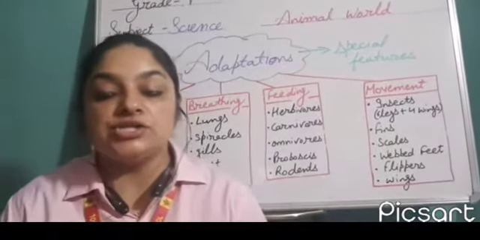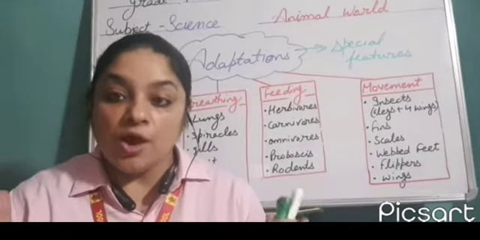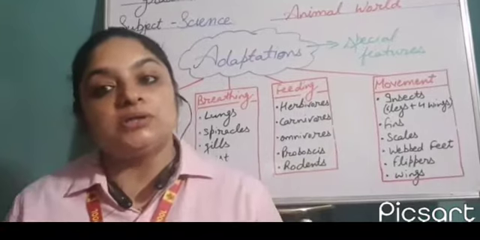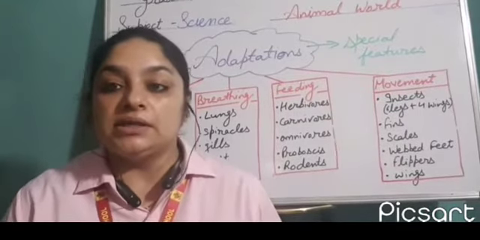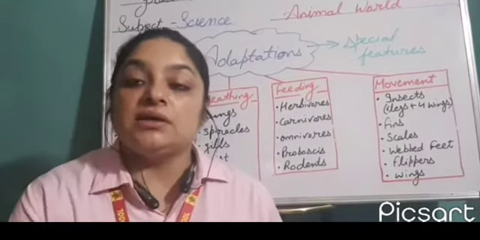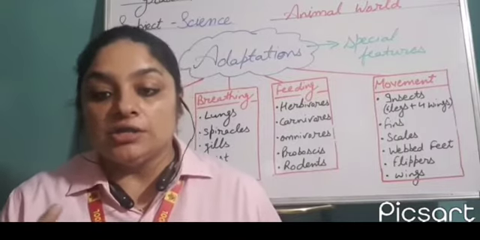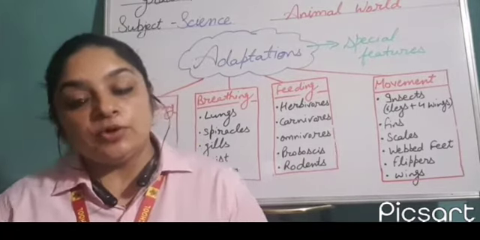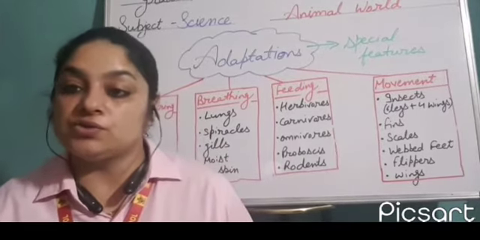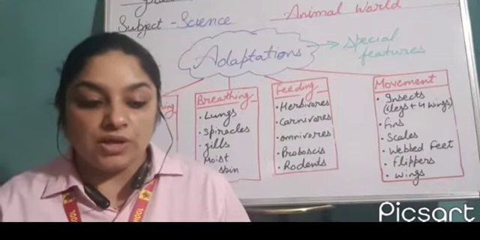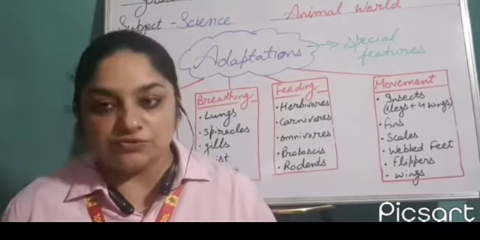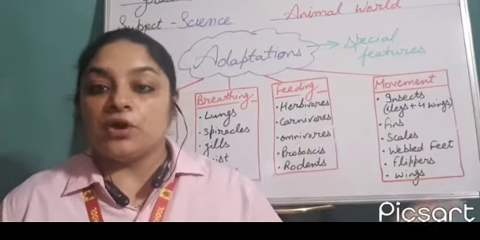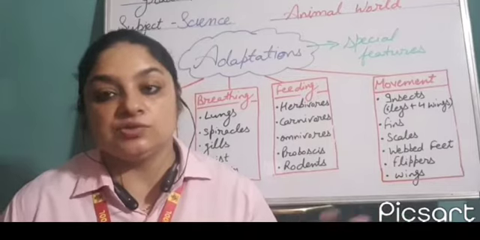Next one is migration. What is migration? Migration is simply when animals move in groups from one place to another for a short period of time, either in search of food, shelter, or to get favorable conditions for reproduction or for their survival. That is known as migration. So you can say the mass movement of animals from one place to another in search of food, shelter, or favorable conditions is known as migration.